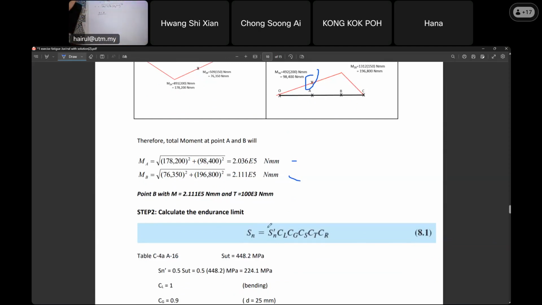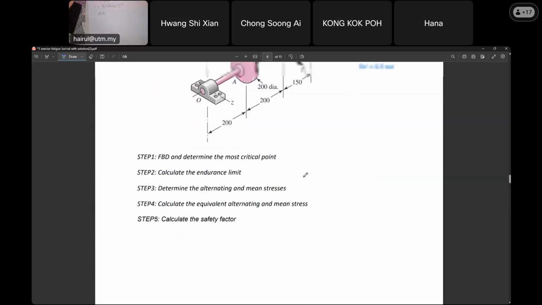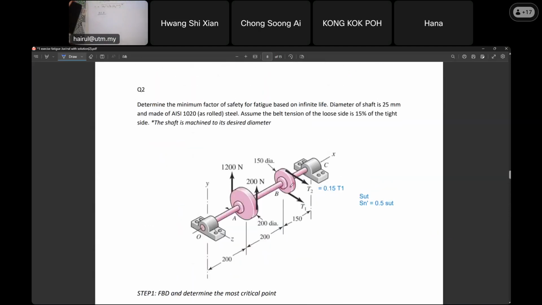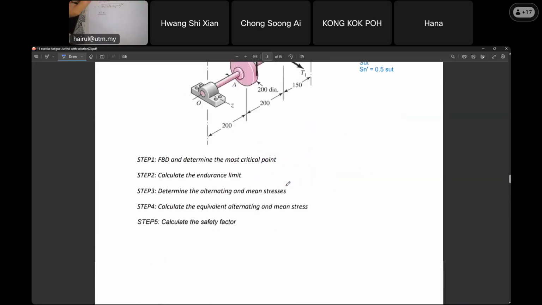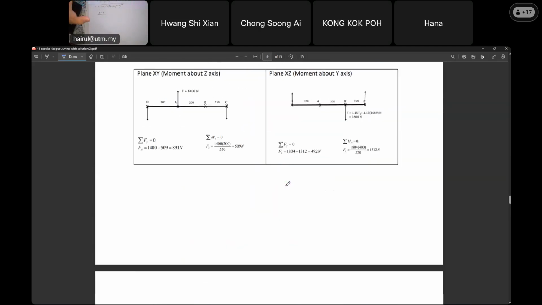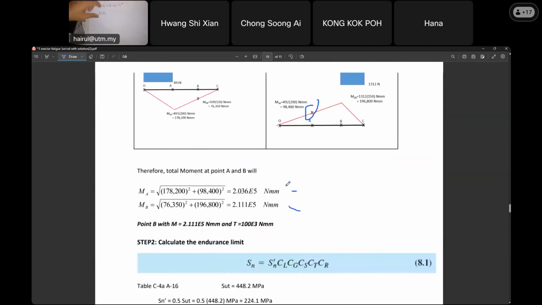Understand? You know where B is? Where is B? On the shaft, on the smaller pulley, right? That one is more critical, the highest bending moment, because the moment there is much greater. Do we have any torsion?